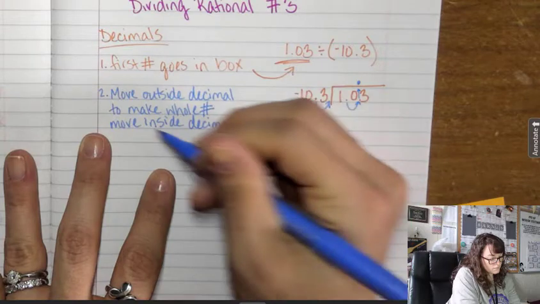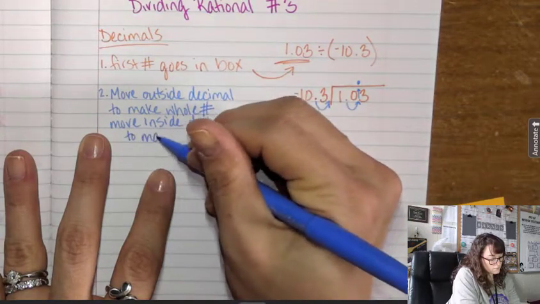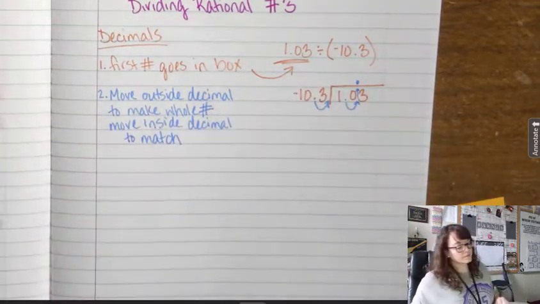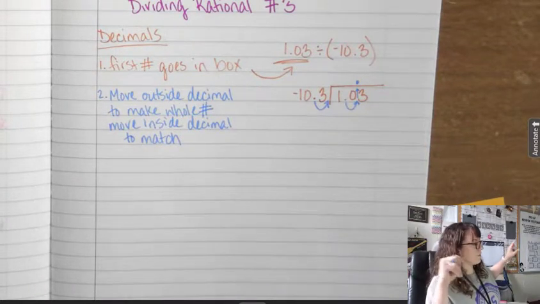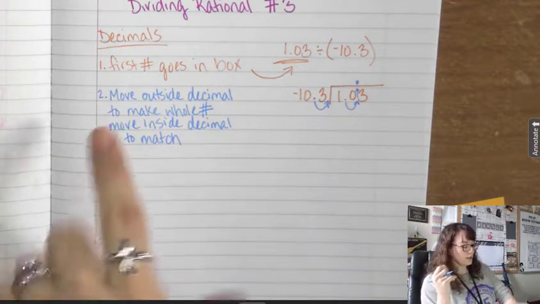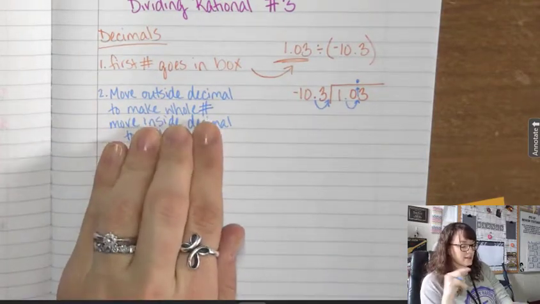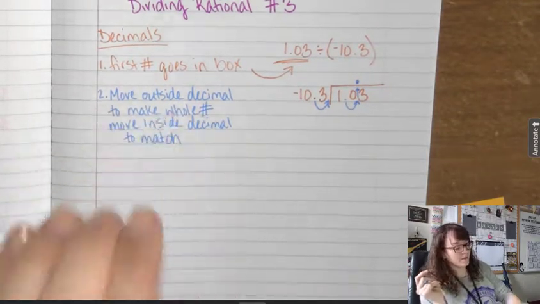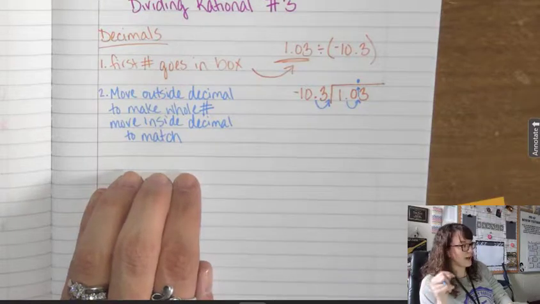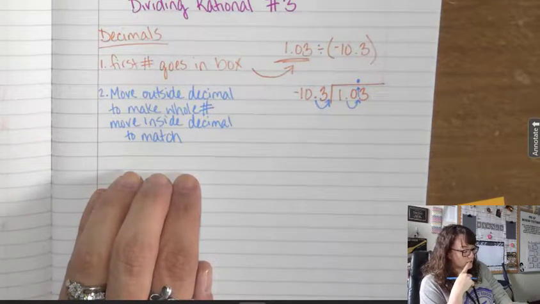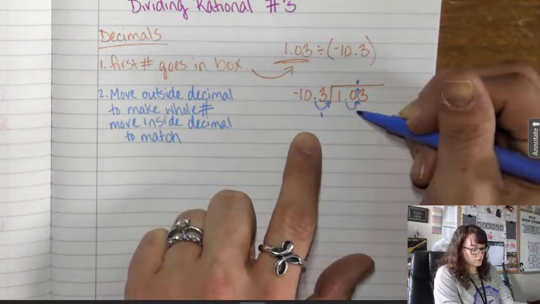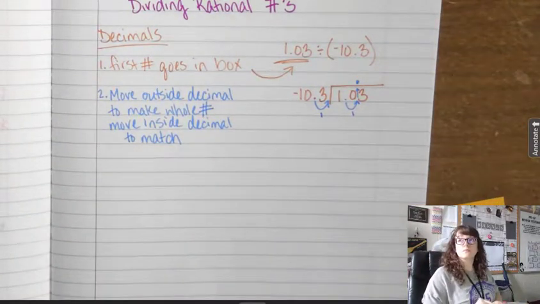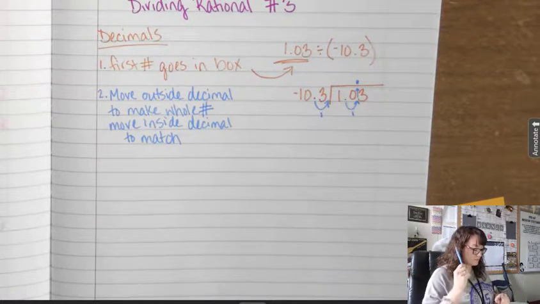Wouldn't it be decimals since you're moving the one from the house to... I don't want to say move the decimals because I don't want everybody to start moving them willy-nilly. If you do this first, move the outside decimal to make it a whole number, then move the inside decimal to match the outside. So if you moved it 1, you move it 1. And then it goes straight up.